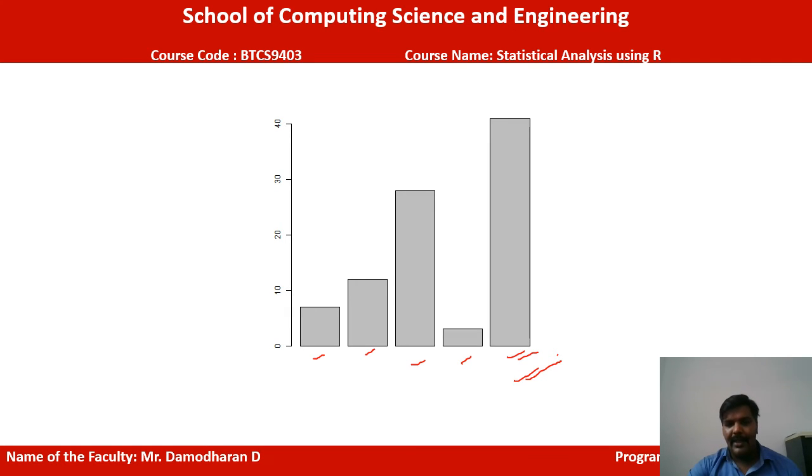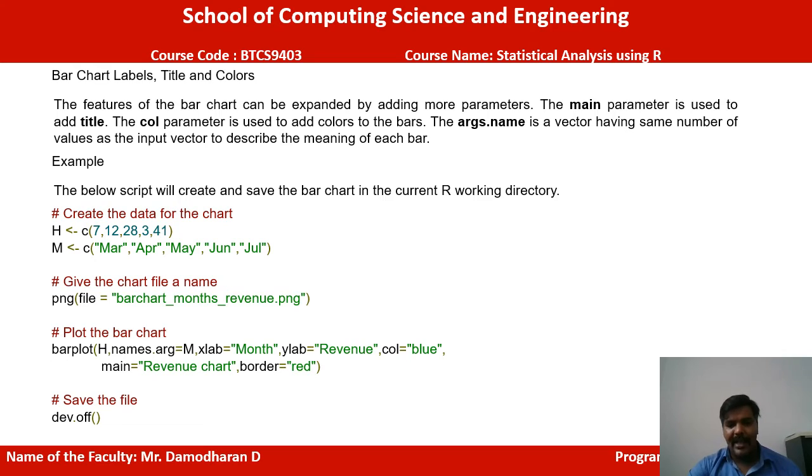For the next example, we will see again a bar chart with labels, titles and colors, which we have added in this PPT. From this PPT, there is an input for the size of the bar, and M is the value for the month: the first month is 7, the second month is 12, the third month is 28, the fourth month is 0. So whatever input is given, the equivalent labels are also mentioned here, and the file is saved as bar_month_revenue based on the name. So we give the name like that to save. Now we are going to plot the graph.